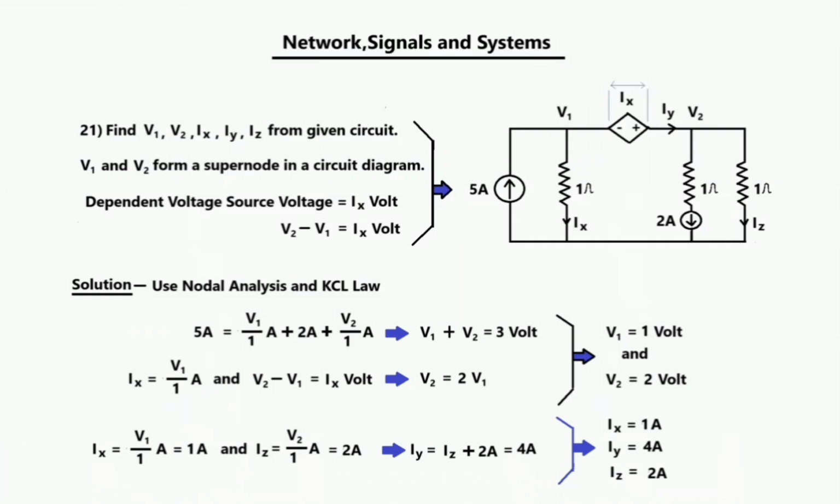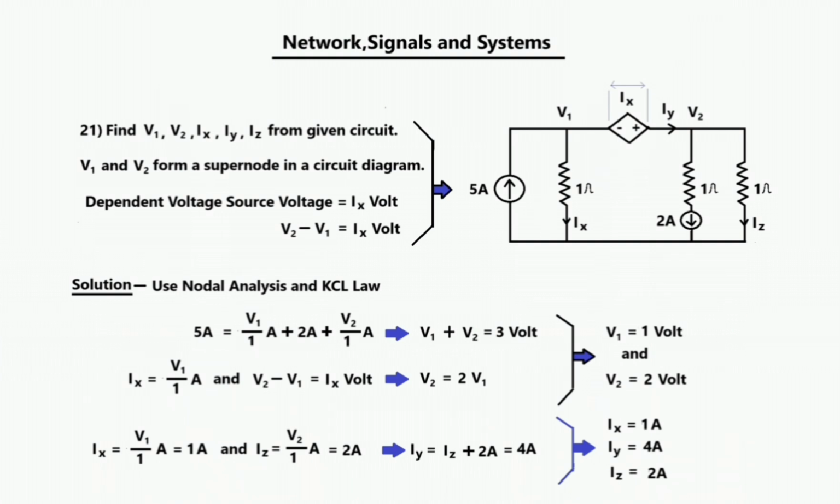Hello. Question 21. Find V1, V2, Ix, Iy, Iz from the given circuit. In the given circuit, V1 and V2 form a supernode. Solution. We use nodal analysis and KCL to solve this problem.